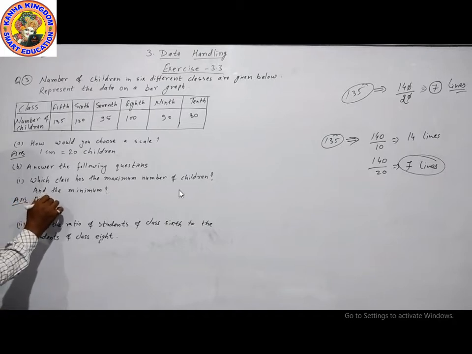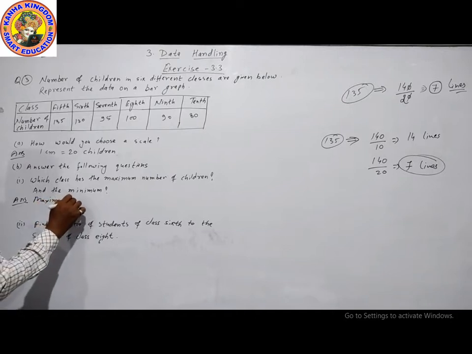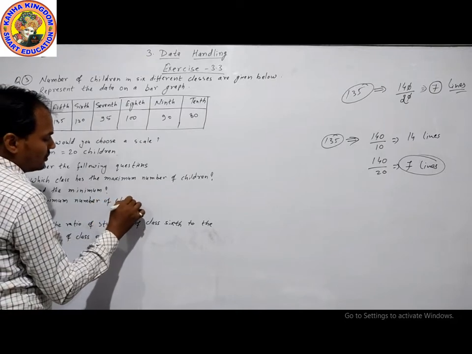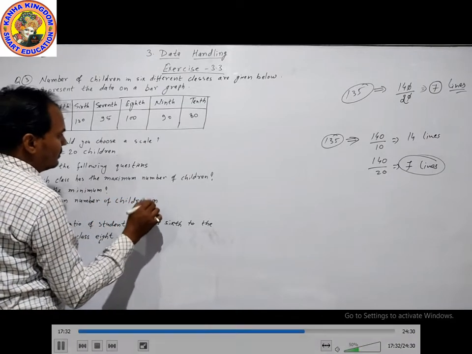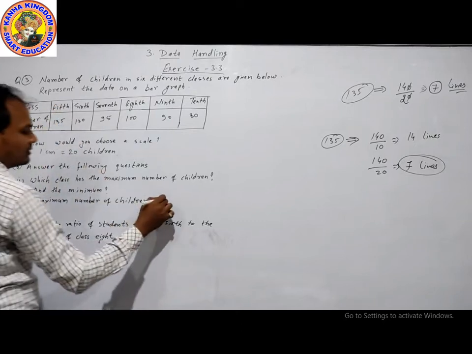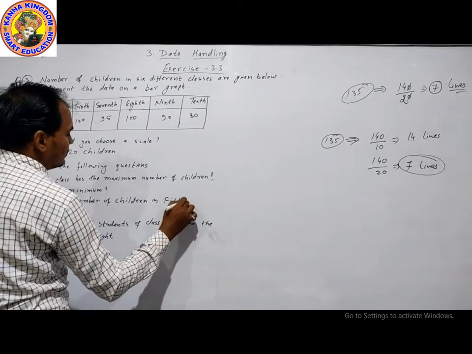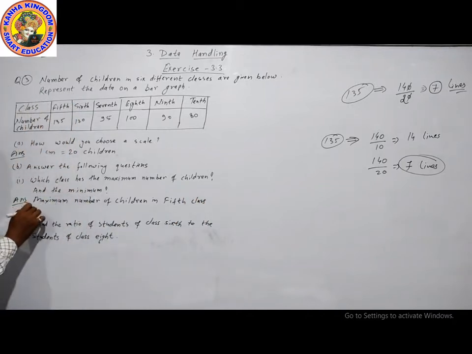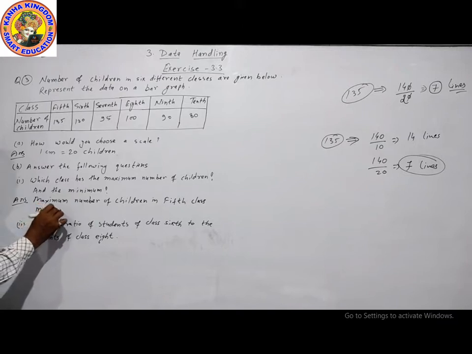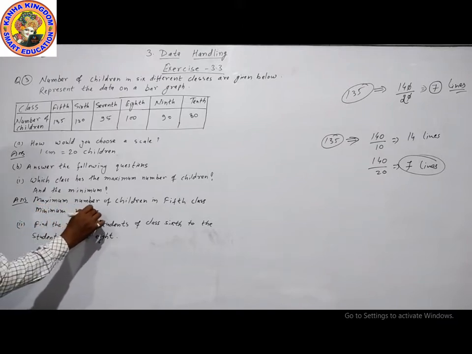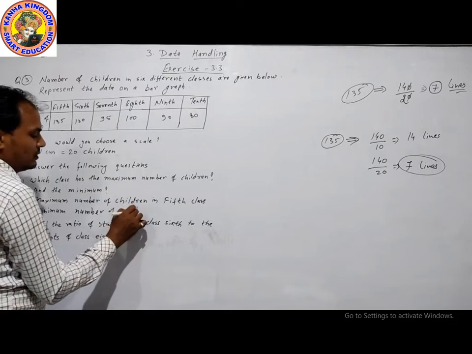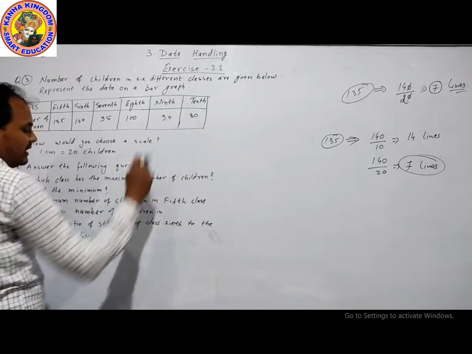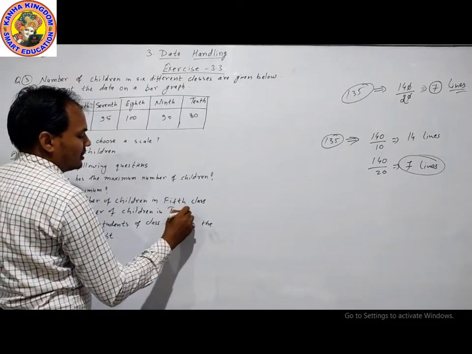Maximum number of children in fifth. And the minimum number of children is 80 in 10th class.